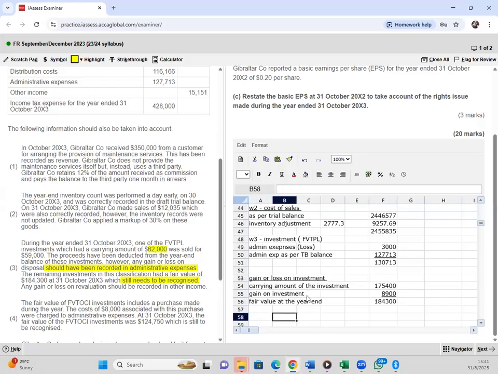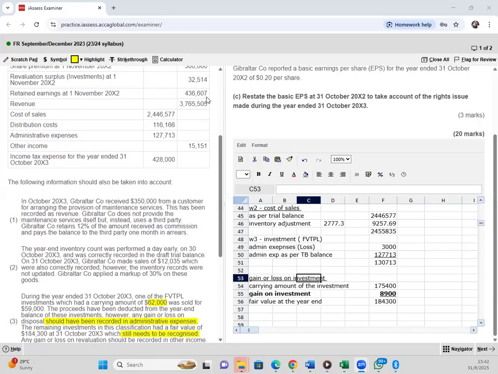Gain on investment, where do we put this one? It's an income. The gain on investment is an income. Do we have any other incomes here? There are other incomes. In the trial balance, we are given other incomes.